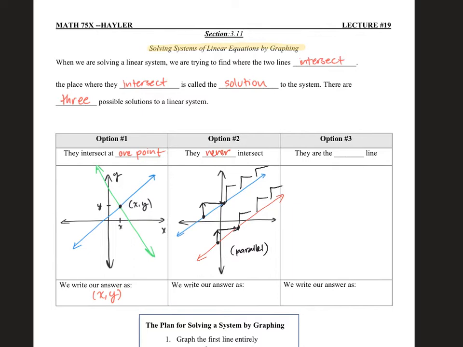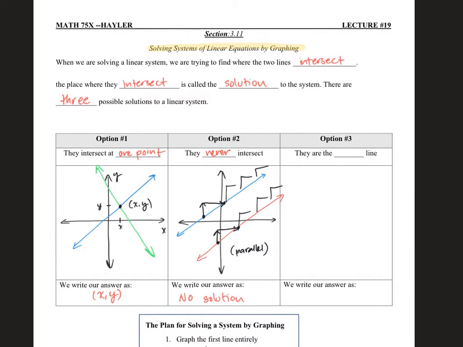Alright, so parallel lines never intersect. So is there a solution? Because remember, we're trying to figure out a solution to a problem. We're trying to look at where they intersect. And they never intersect. So do we have a solution? No. So you're going to answer that way: no solution. We're trying to see where they intersect, and they never do. Darn.